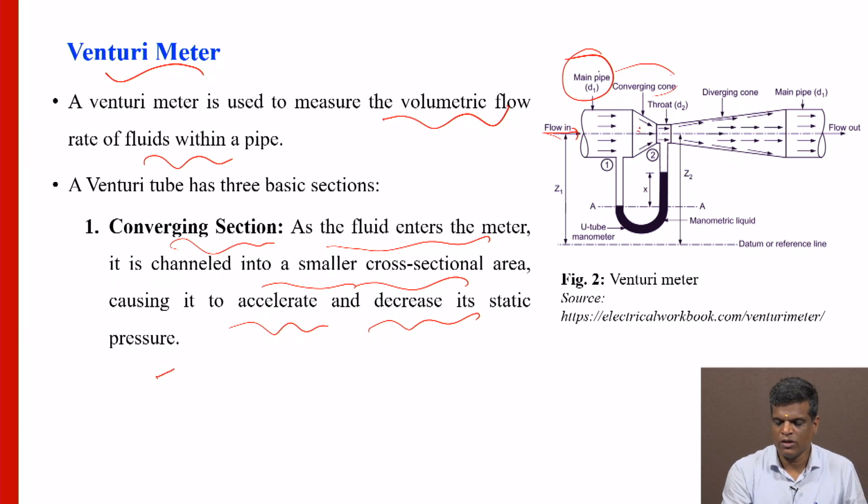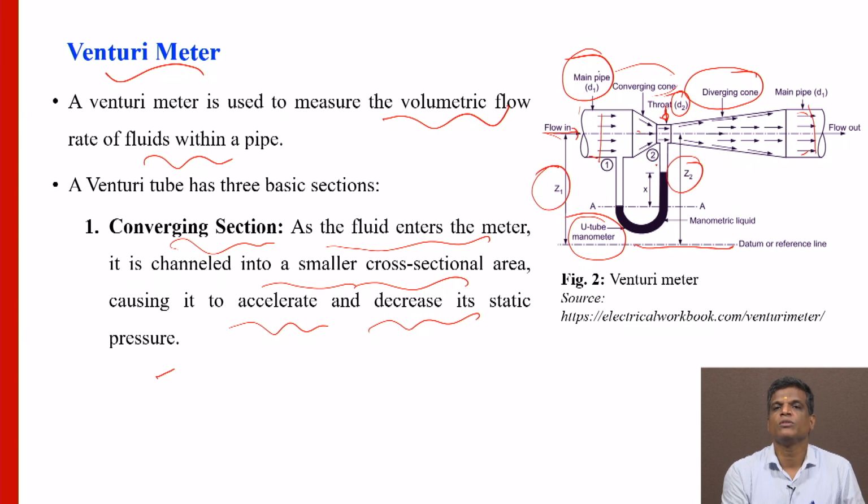Next is the throat, the throat diameter, which we call D2. The other part is the diverging section. Whatever the main pipe diameter is, it is the same here, and it is connected with the U-tube manometer. We take this as a reference, and there is a Z1 and Z2 difference, but because the flow is horizontal, Z1 and Z2 are the same, so the potential head difference automatically becomes 0.